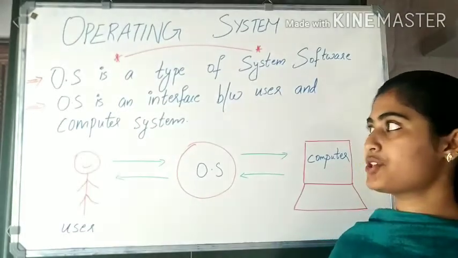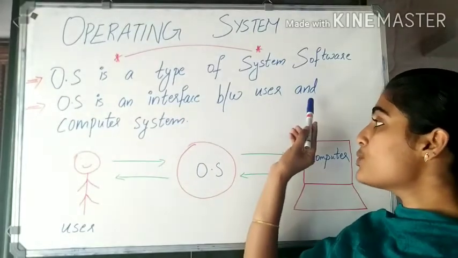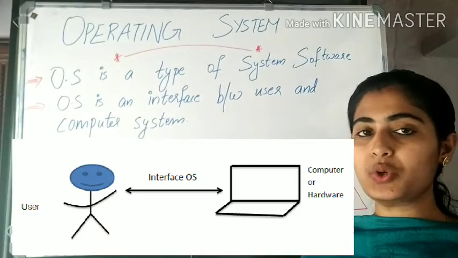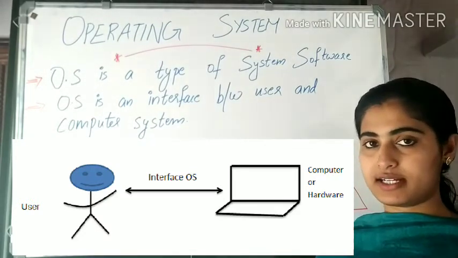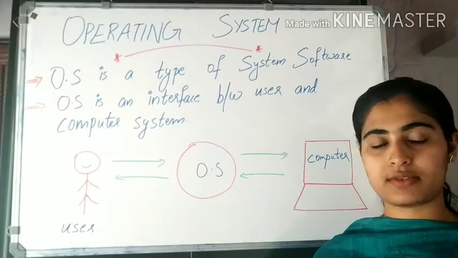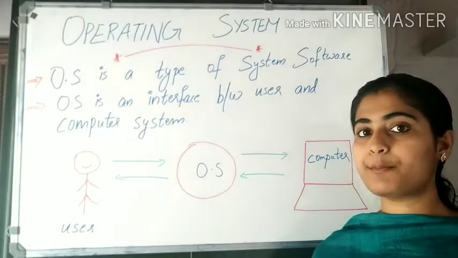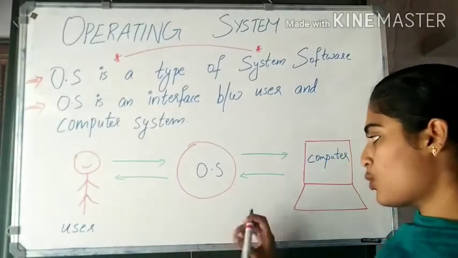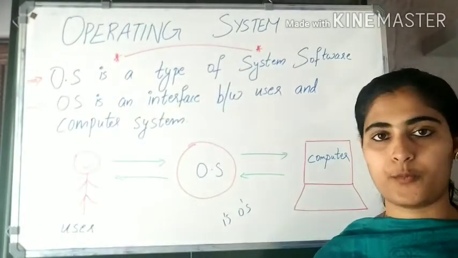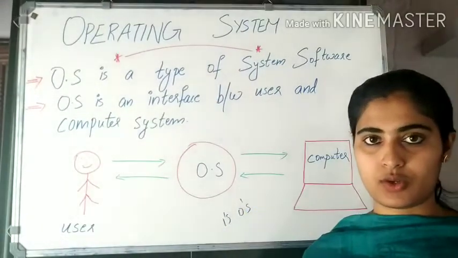Then what is the definition given for an operating system? Operating system is an interface between user and computer system. What do you mean by that? We know that a computer cannot understand the language that we humans speak. That is, it doesn't know English, Spanish, Chinese, or the languages that we humans know. What a computer understands is only ones and zeros. That is binary form. And we humans don't know this binary form, that is ones and zeros.